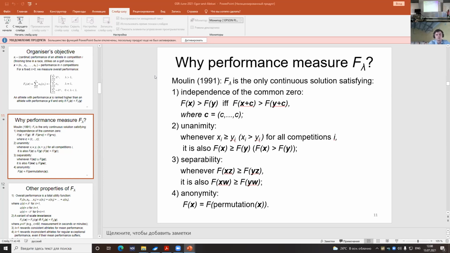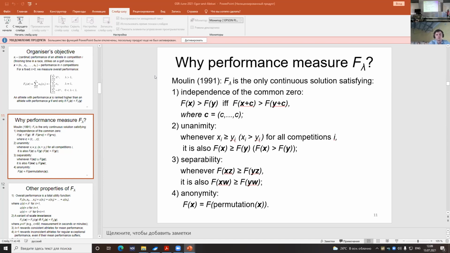Independence of common 0 says that we can measure the cardinal performance of athletes, for instance, finishing time from 0, just in seconds, or we can measure it from the world record as the lag behind the world record. So common 0 is irrelevant. And unanimity means that if some athlete shows a better result in each particular event, then in the full season his overall performance measure will also be not worse. So it is a very important axiom for sports events.